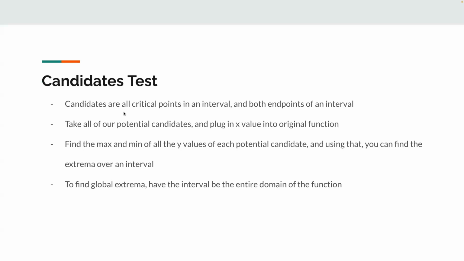The candidates test essentially is used to find extrema. Candidates are all the critical points in an interval, so all the relative minima and maxima are possible candidates, and both of the endpoints of an interval. So in the candidates test, we take all of our potential candidates, we plug our x value into the original function, and then we compare all the y values. Based on the y values, we find the largest and smallest ones, and we find all of the extrema. To find global extrema, we just let the interval be the entire domain of the function.